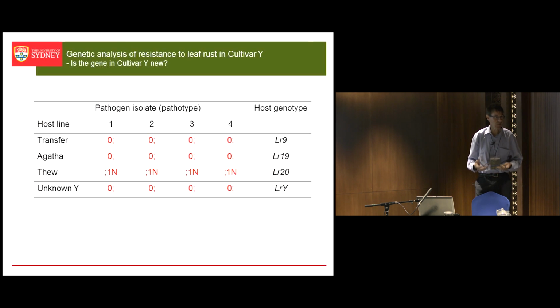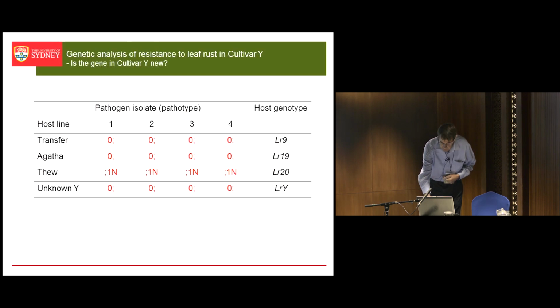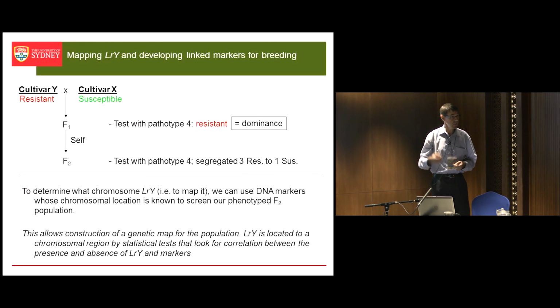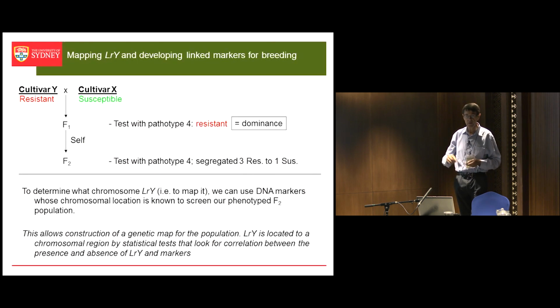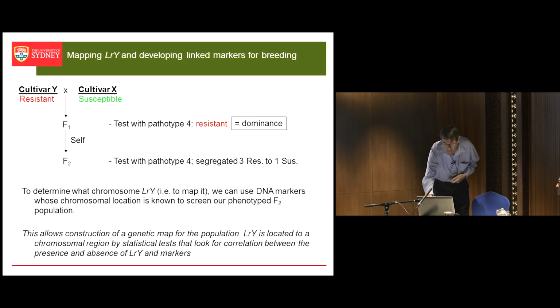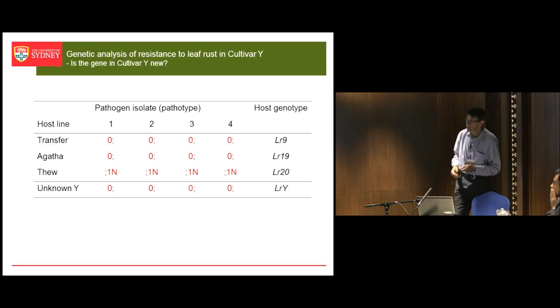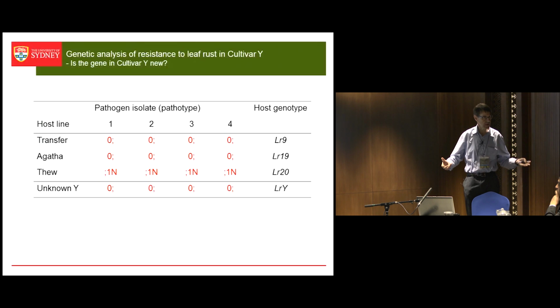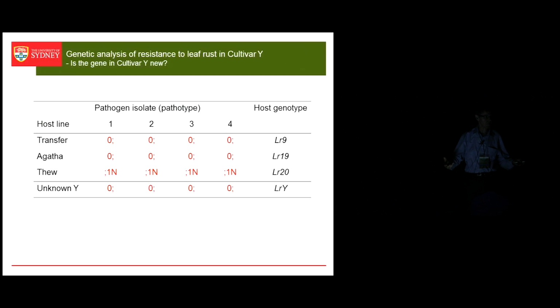All right? How do we go about showing that it's new? How do we go about mapping it if it is new? So I did tell you what we do to determine whether it's new or not. To determine whether it's LR9 or not, we would cross this wheat variety with Transfer, right? And then we would look at the progeny, and if there were no susceptible segregates in the progeny from that cross, we would conclude that it's probably the same gene, probably LR9.